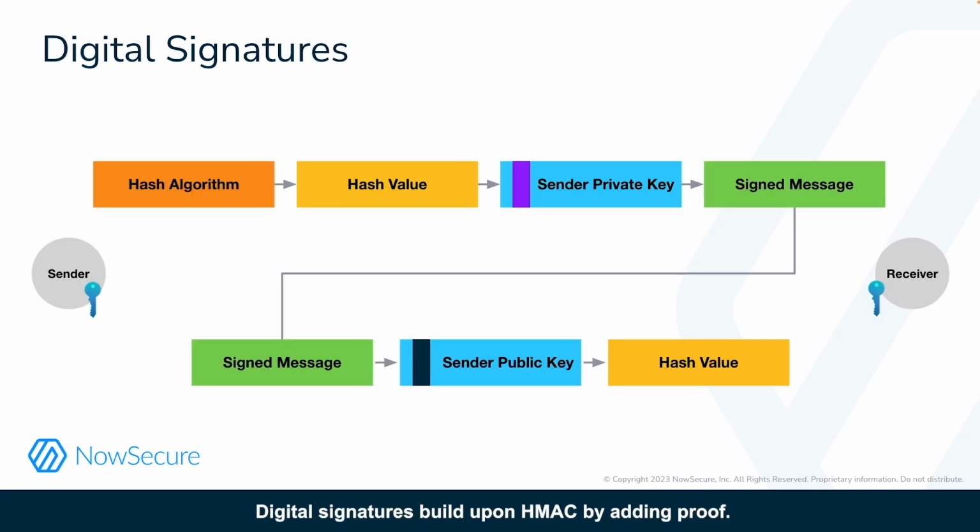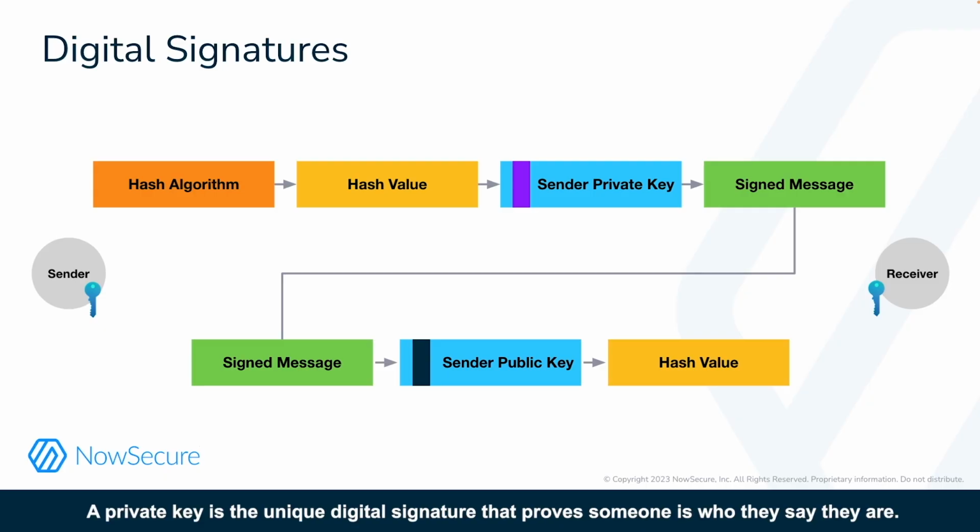Digital signatures build upon HMAC by adding proof. First, data is entered and a hash value is provided. A private key is then used to sign the message. A private key is the unique digital signature that proves someone is who they say they are.